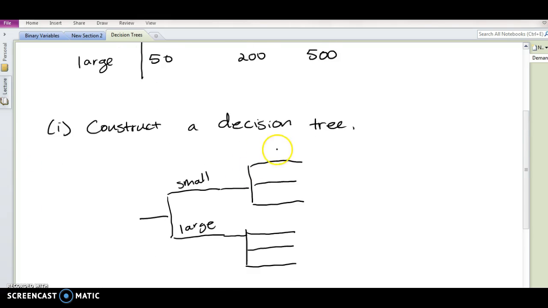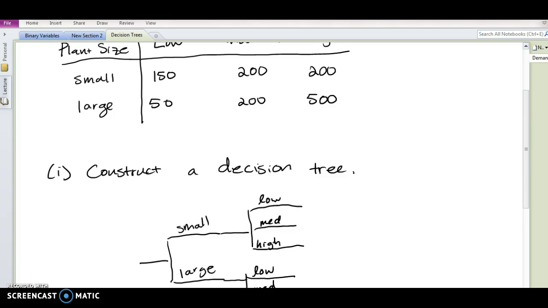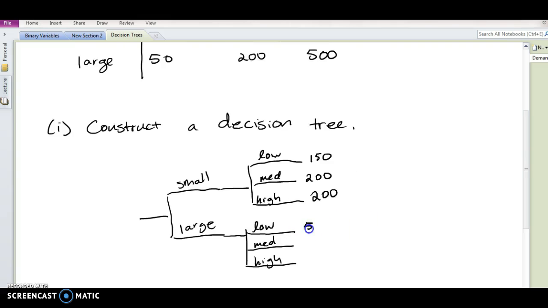And we call them low, medium, and high. So low, medium, high, low, medium, high, and then we can put our numbers at the end. So for small, low is 150, medium is 200, and the high end is 200 as well. And for the large, we have 50, 200, and 500 million. So that's our decision tree.